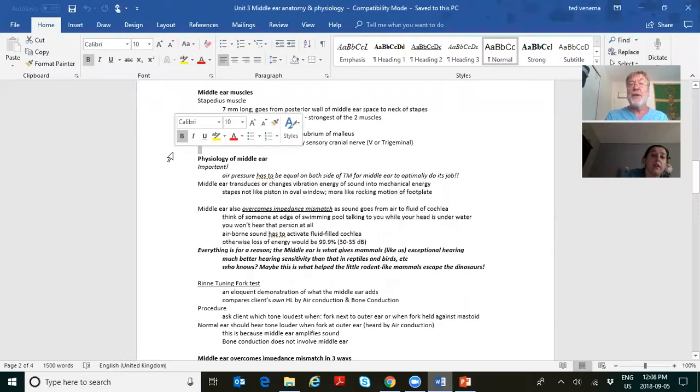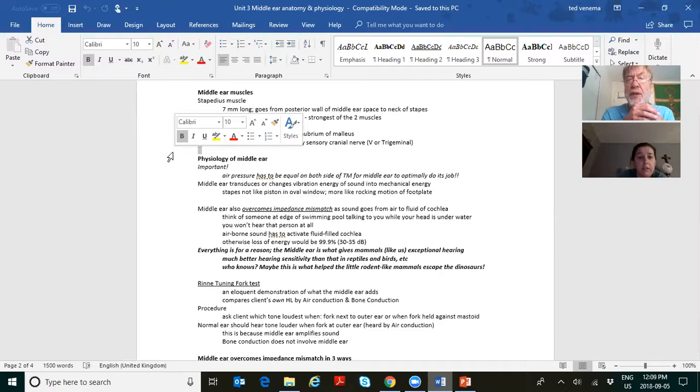The facial nerve is how you smile. You move your cheeks. That's the 7th cranial nerve. And it also connects to the stapedius muscle. Okay, it's the strongest of your 2 middle ear muscles. All right. Now we are at the physiology of the middle ear. And we won't go much further than what we have today, okay?